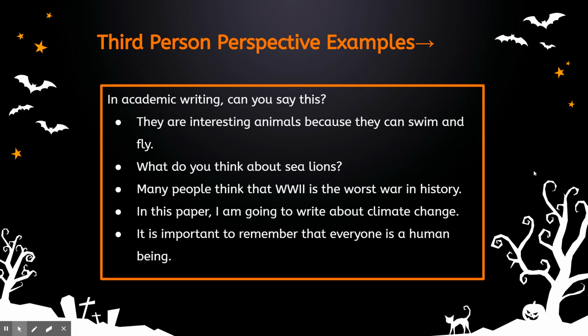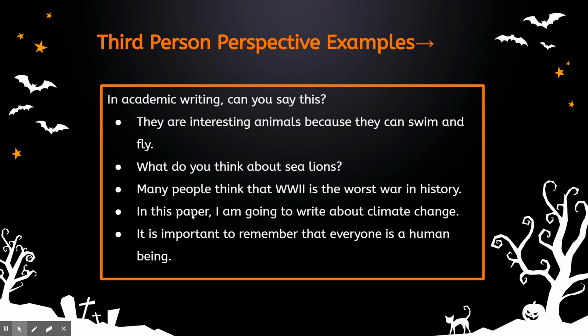These are just some examples of things you can or can't say in academic writing. First line: "They are interesting animals because they can swim and fly." Yes, it can be used. It is third person. "What do you think about sea lions?" This is a problem because we have the pronoun "you." It cannot be used. "Many people think that World War II is the worst war in history." "Many people" is great. That's third person perspective. You're not saying I, me, my, we, our, us.